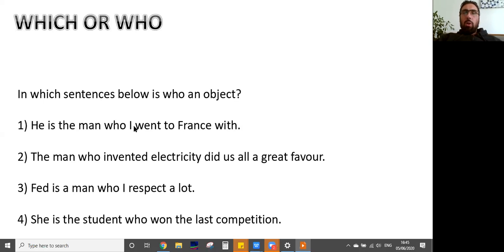Okay. So some of you put subject, which is incorrect. Here we have "who, I." So I is the subject, and the reason why we know I is the subject is because I is followed by the verb. Because I is followed by the verb, I is the subject of the relative clause, and who is an object. So because who is the object, we could actually use whom in its place. So we could say "whom I went to France with."